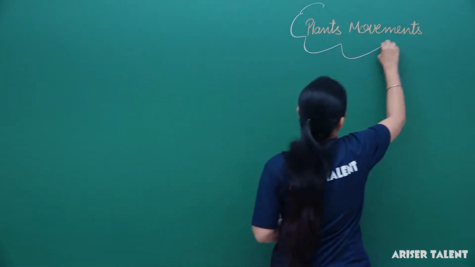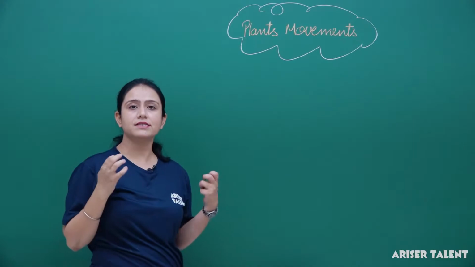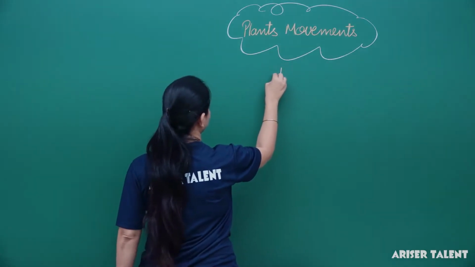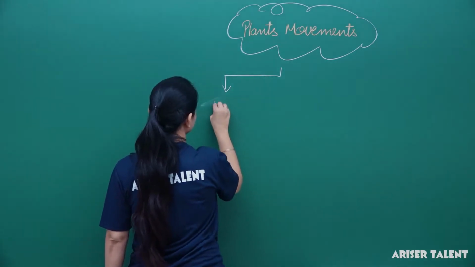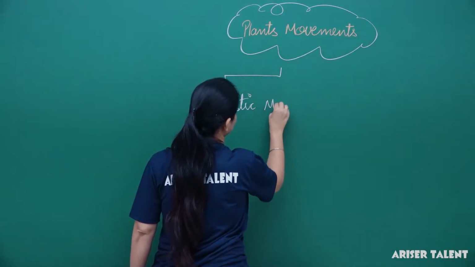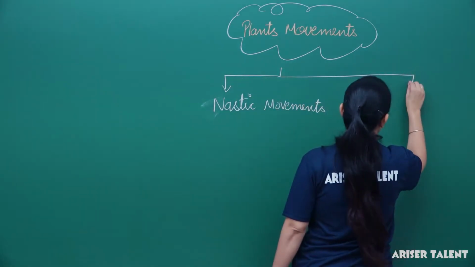Generally, on the basis of their movement, plants are classified into two groups. So here we are going to talk about movements in plants. Why can plants not move from one place to another? Generally plants cannot move because they are fixed to the substratum by their roots. So they show different types of movements. Generally they show two types of movement: nastic movements and tropic movements.